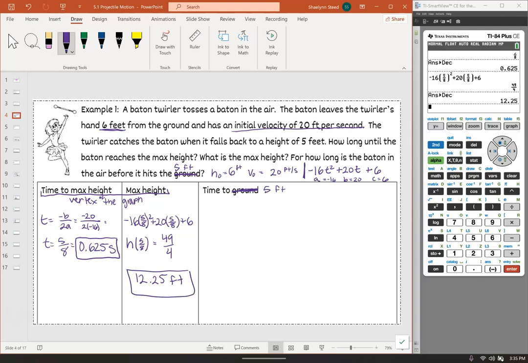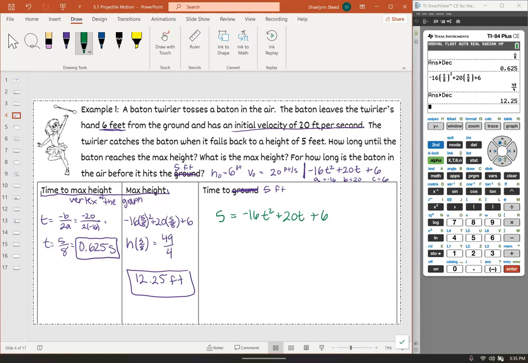So now we found the time that it takes to reach max height, a little over half a second, and we found that max height to be 12.25 feet in the air. So now we want to find the amount of time it takes for it to hit the ground. So we know that the ending height, when she catches it, well, not the ground, 5 feet, is 5 feet, because that's when she catches it. So we're going to have 5 equals, and we've got our negative 16 t squared plus 20t plus 6.